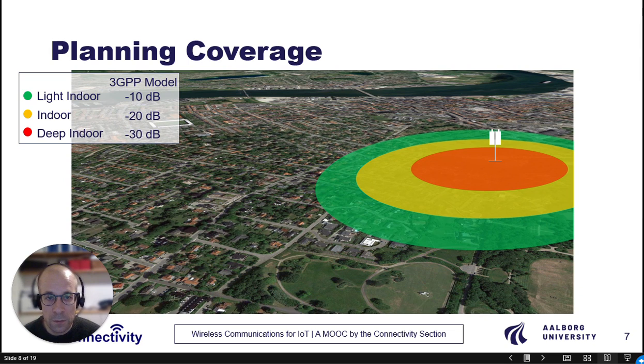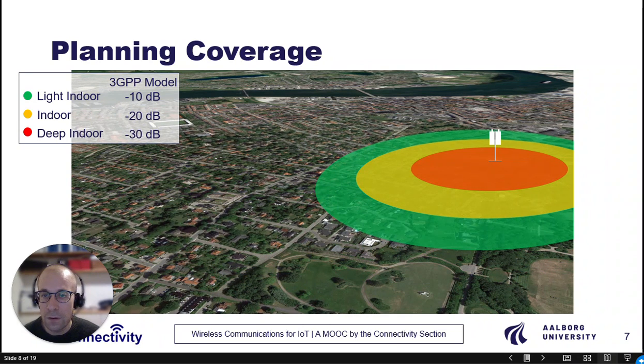When we are planning coverage, we need to place base stations in an area to establish coverage for the devices that are distributed in this area. If we consider this 3GPP model where we have the -10, -20, -30 dB penetration loss representing different installation types, then the resulting coverage, or the experienced coverage, depending on where your device is installed, will be very, very different. This is illustrated with these circles here.